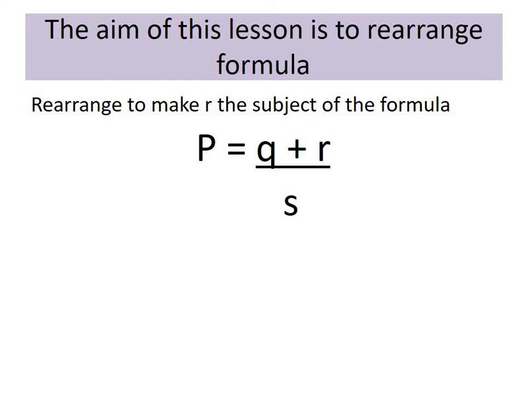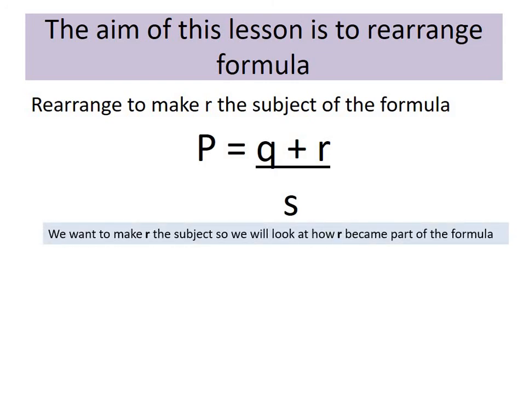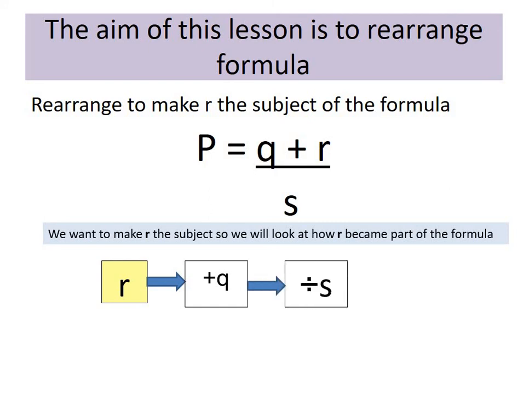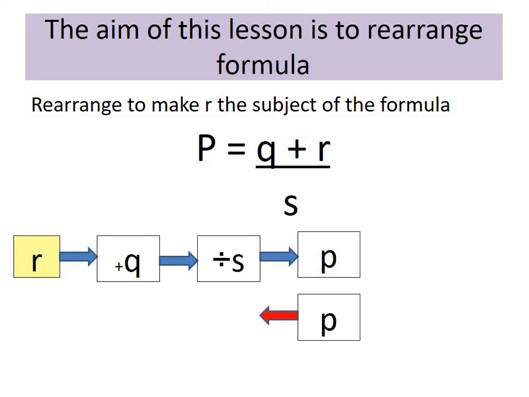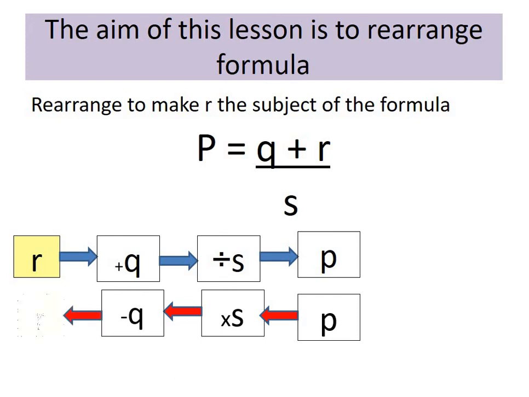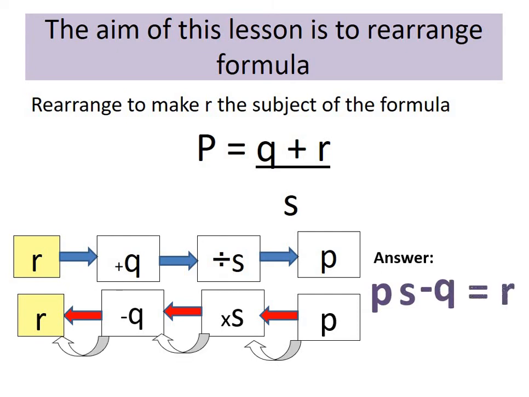Here's another one. This time we'd like to make r the subject of the formula. So we need to have a look at what r is doing. R has been added with q. After that, they were all divided by s. You can see that line there shows that they've been divided by s, and the answer was p. So if I reverse the process, I get p multiplied by s minus q equals r. So I write that as p times s, which is just ps because we don't use the multiple sign in algebra, minus q equals r.